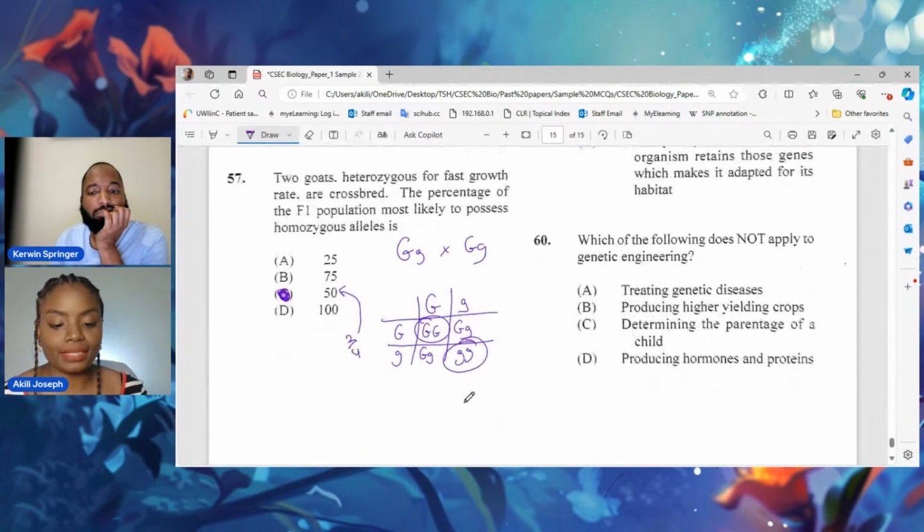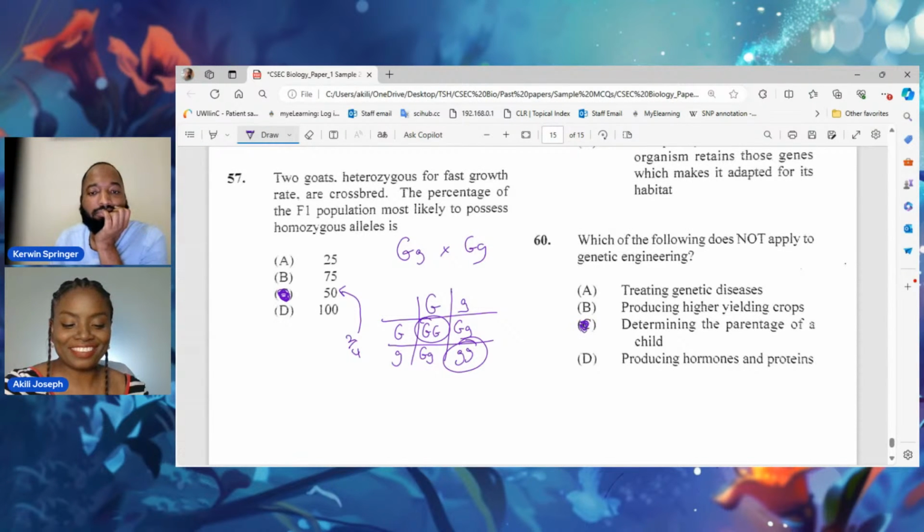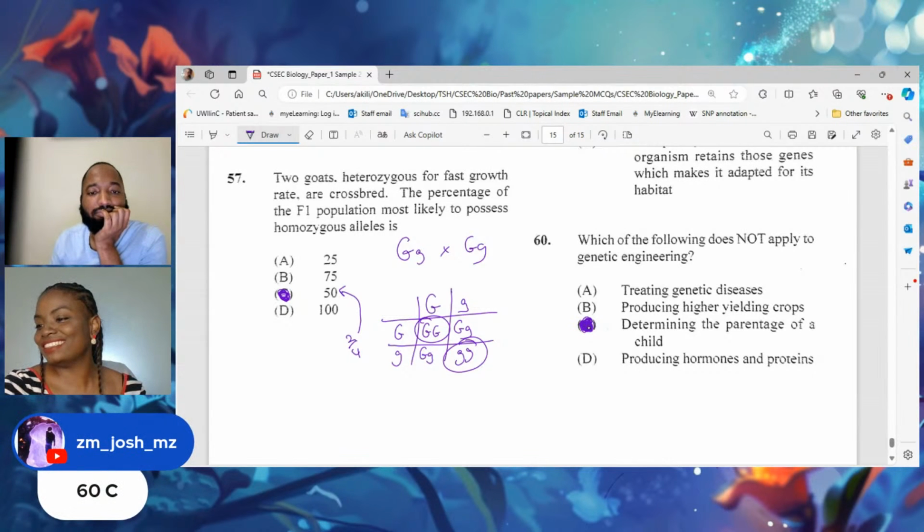Right? And coming at 60, which of the following does not apply to genetic engineering? Is it going to be A, treating genetic diseases, B, producing higher yielding crops, C, determining the parentage of a child, or D, producing hormones and proteins? It is going to be C, right? Determining the parentage of a child, that's something else.